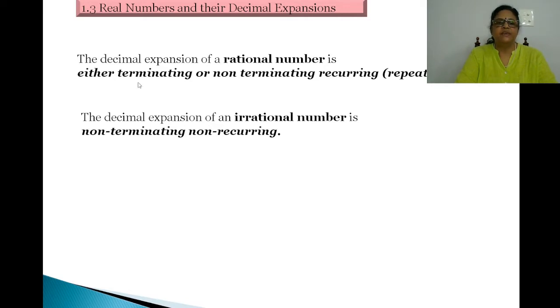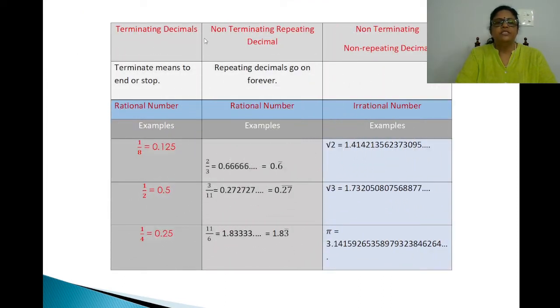So in that second class we learned about terminating decimals, non-terminating repeating decimals and non-terminating non-repeating decimals. Examples of non-terminating non-repeating decimals are 0.10110111... and so on. Terminate means to end or stop.